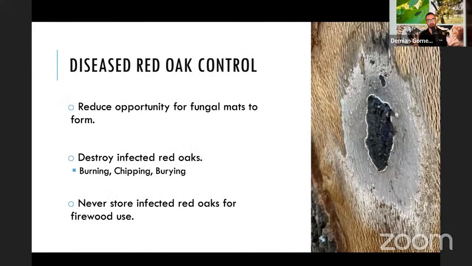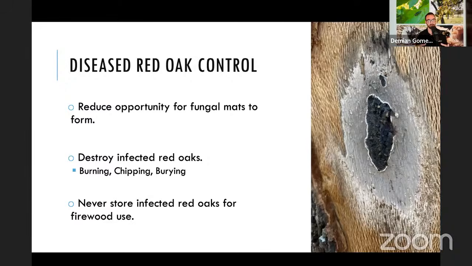So once we get a red oak that is infected, we also need to control that diseased red oak, right? And the idea here is that we want to reduce the opportunity for fungal mats to form. And the way we do this is by destroying all the infected red oaks. We can do that by burning, chipping, or burying, depending on whether you're located in a city or rural areas; different methods are going to be easier.